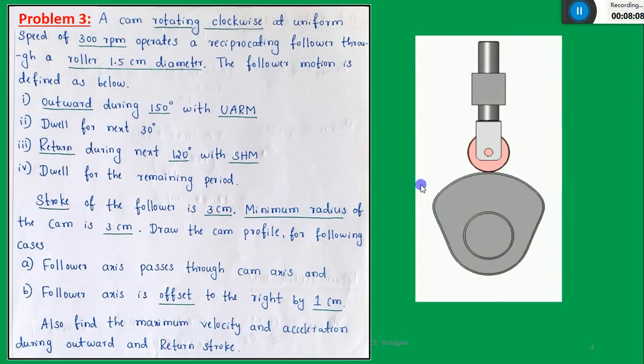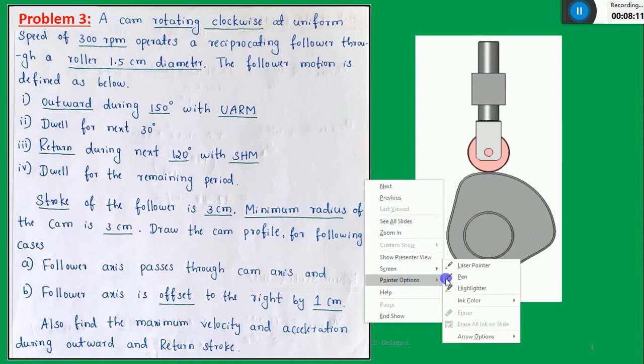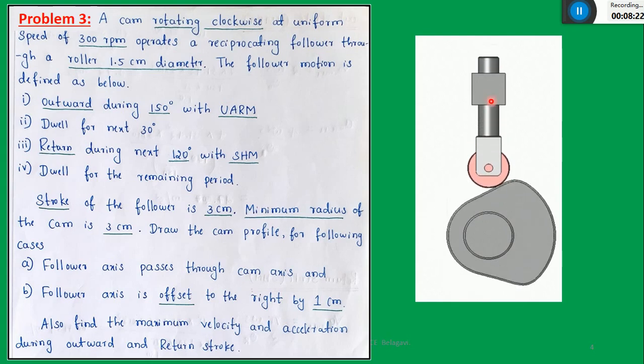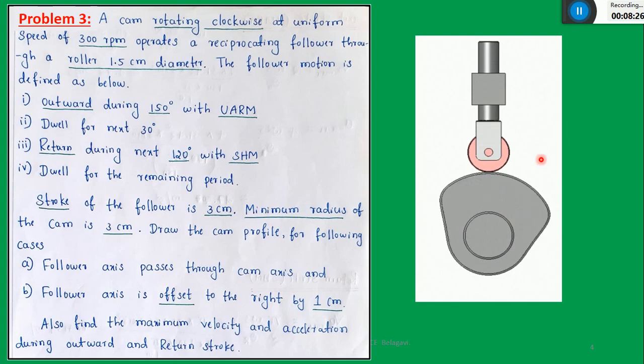So these are the four angles already given in the problem. And one more parameter is given: the stroke of the follower is 3 centimeter. Stroke is nothing but the distance traveled by this follower, the maximum distance from this point to this point. So it is covering a maximum of 3 centimeter, which has to be indicated with the alphabet S.